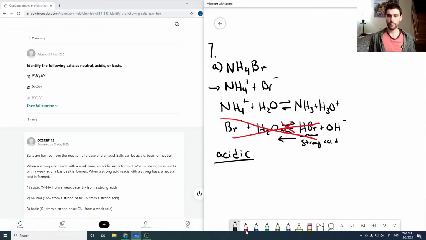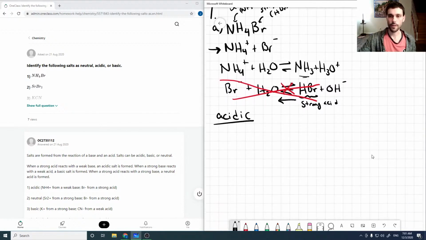And now we can start to see a little bit of what the rules are here. So this salt is formed from a weak base, right? So NH3 would have been the base and a strong acid. So HBr would have been the acid. And so it's a weak base with a strong acid, and so the solution is acidic. Okay? So that would have been its original formation. I find it easier to just look at exactly what's going to be in the solution and work it out that way, but it's up to you. You can memorize some of these rules.